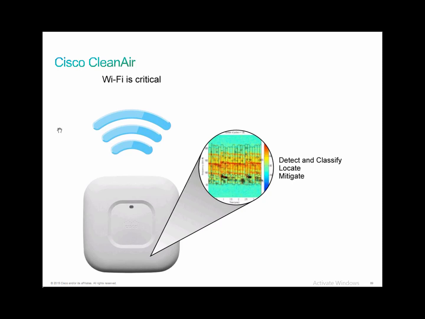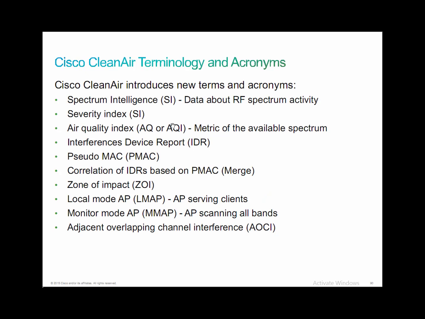All right. If you do get into the clean air technology, there are a lot of terms that you need to know about. You might see these terms on the exam as well, so we'll go through a few of these different terms. Spectrum intelligence, that's everything we know about the spectrum. AQI, that is the air quality index. It's actually a number that falls between 1 and 100, and it represents how clean the spectrum is for sending and receiving signals. The higher the value, the cleaner the spectrum.